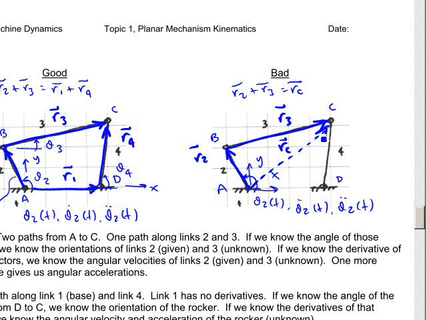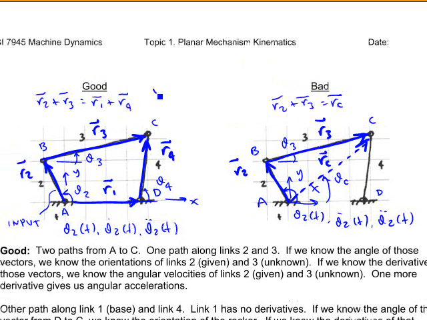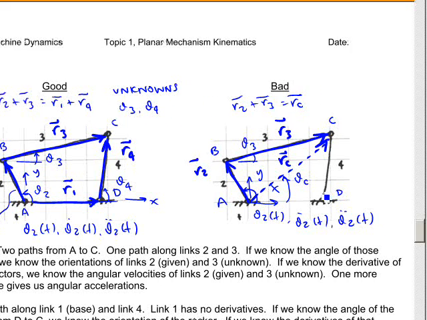So my unknowns, I'd have theta C as an unknown. If I specify theta 2, I don't know the length RC either. That's going to change. I also don't know, as was the case before, theta 3 right off the bat. So for my good loop, my position unknowns are theta 3 and theta 4, which is fine. For my bad loop, my position unknowns are RC, theta C, and theta 3. One vector loop, 2 scalar equations, 3 unknowns, big trouble.